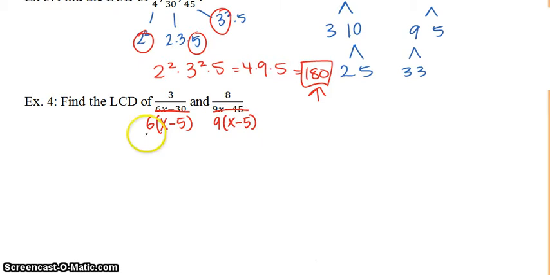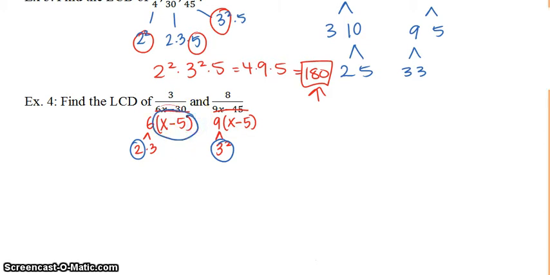So I'm going to actually split up my 6, and that's 2 times 3. And my 9 is, well, 3 squared. So I have my monomial factors, which are 2 and 3 and 3 squared, and I have my binomial factors, which is x minus 5 and x minus 5. So I have to take the highest power of each one. Well, the highest power of 2 is 2. The highest power of 3 is 3 squared, and the highest power of x minus 5 is either one, so it doesn't matter. So I'm going to take that.